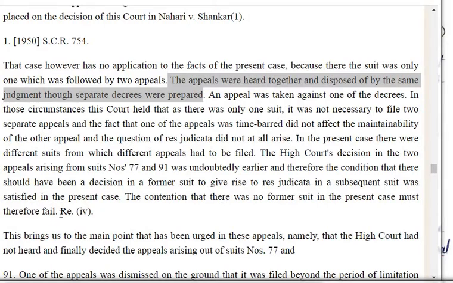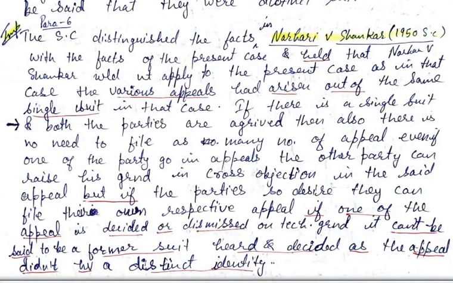ठीक, तो फॉर्मर सूट पे तो लिखवा ही दिया, अब थोड़ा सा नरहरि वर्सेस शंकर पे भी लिख लो, उसी पॉइंट पे जो पहला पॉइंट था आपका उसी में। तो पहले पॉइंट में एक और पैराग्राफ लिखिए आप, राइट इन नेक्स्ट पैराग्राफ in that point only.